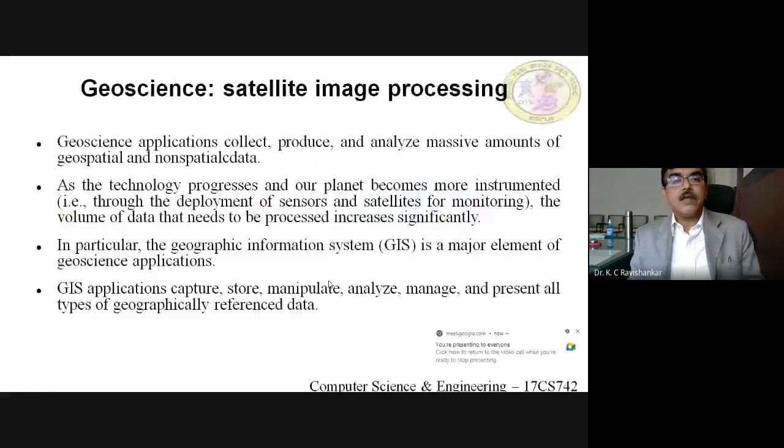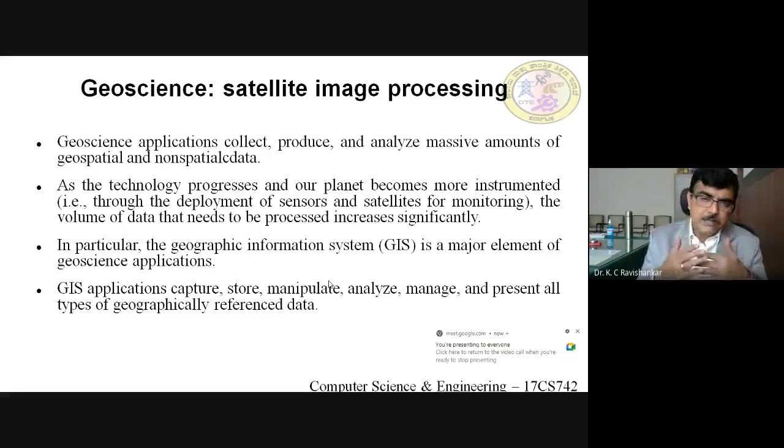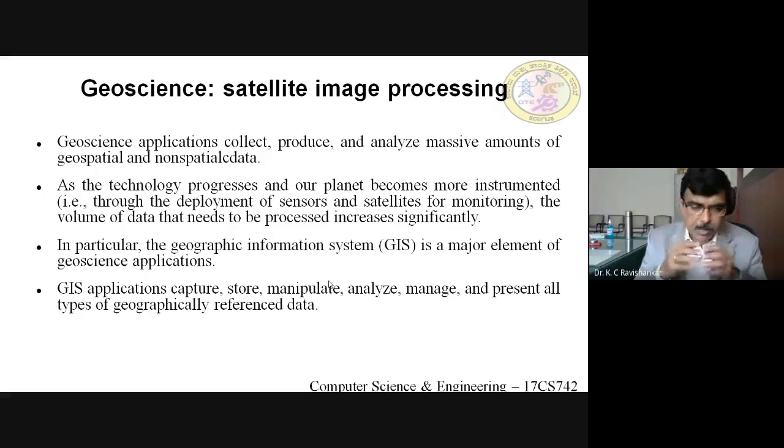Okay. Next, we shall continue our discussion on geoscience, which I was mentioning, how the geographical information system takes a large amount of data in terms of images, and these images need to be processed. Images will come as a stream of data, and this data needs to be processed for the actual information. Like we know, Mangalyaan, Chandrayaan, all these missions, we have seen how they get the data from far places and then that is analyzed. Geoscience applications collect, produce, and analyze massive amounts of geospatial and non-spatial data.